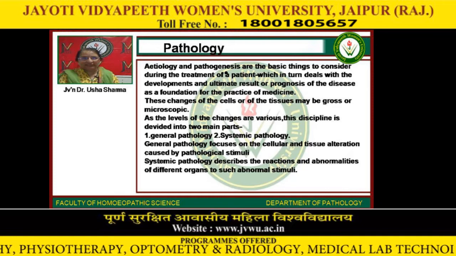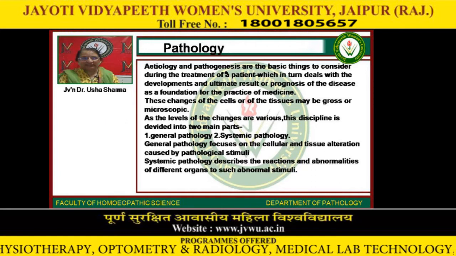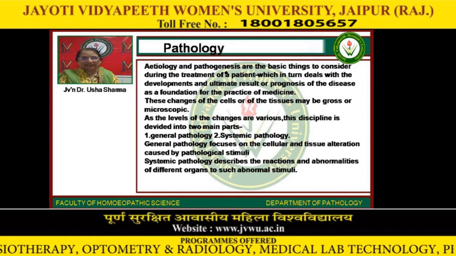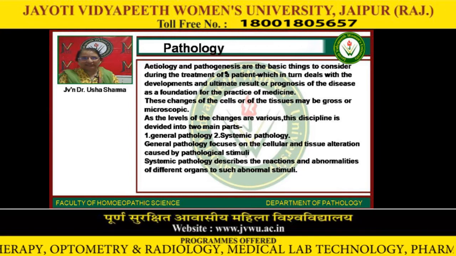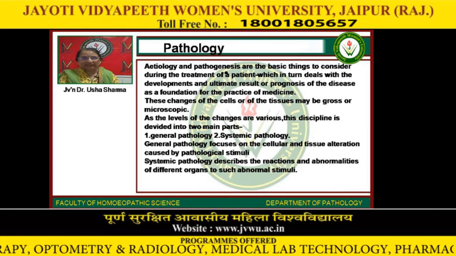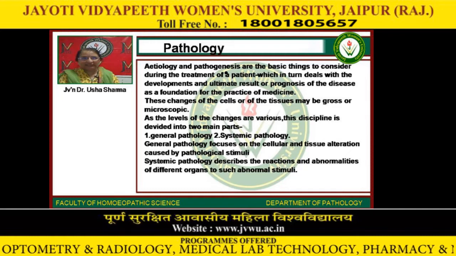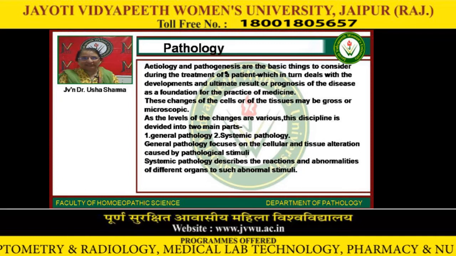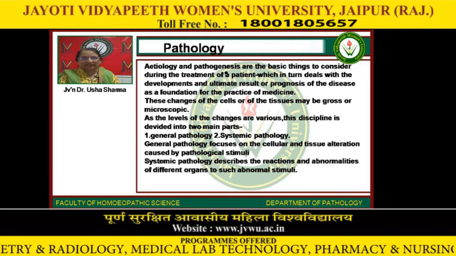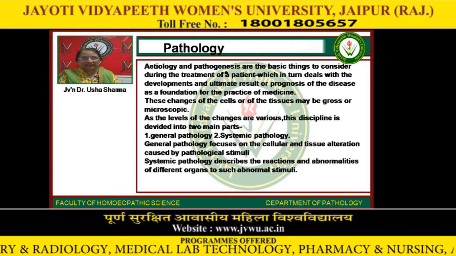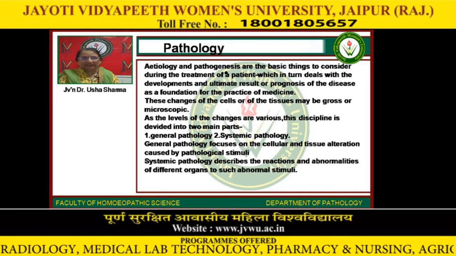These changes of the cells or the tissues may be gross or microscopic. As the levels of the changes are various, this discipline is divided into two main parts: number one, general pathology, and number two, systemic pathology. General pathology focuses on the cellular and tissue alteration caused by pathological stimuli, and systemic pathology describes the reactions and abnormalities of different organs to such abnormal stimuli.